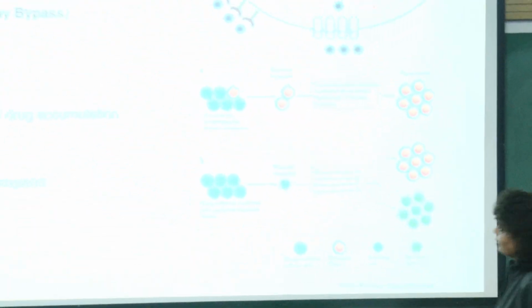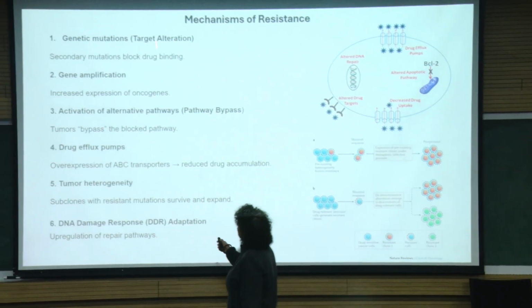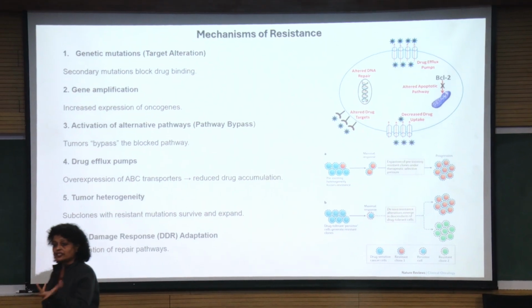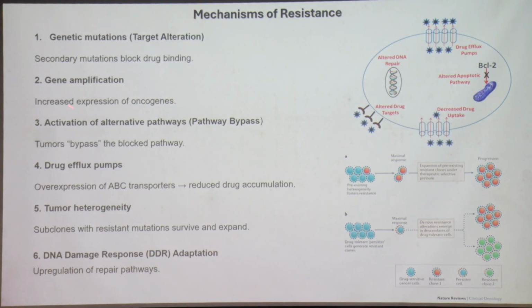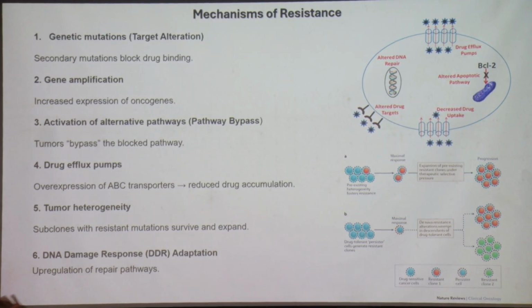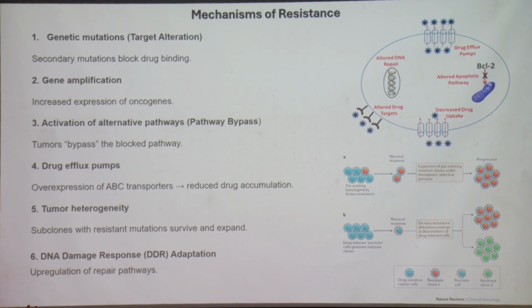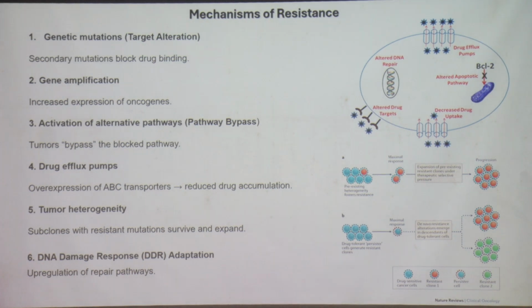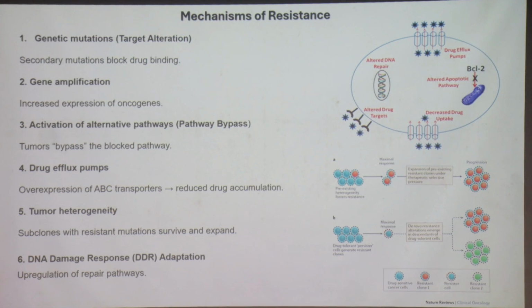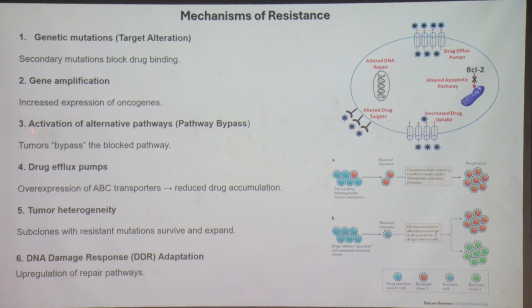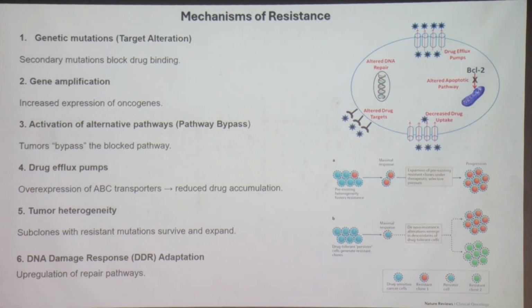So let's discuss a little bit of many different mechanisms of resistance. Genetic mutation: you have changed the target itself. The drug will no longer bind there. Gene amplification: now you make a lot more protein than before. Initially you were making this much protein, the drug was effective. Now you're making so much protein, the drug cannot even compete with that. Okay, you can bypass that.